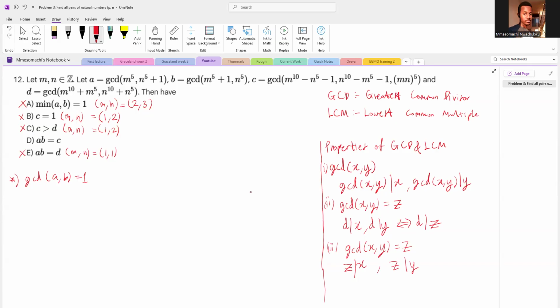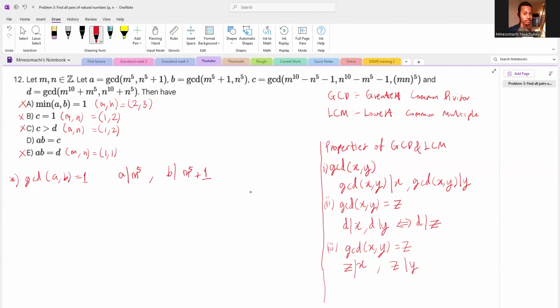Now from the first statement, we have that A is equal to the GCD of M to the power of 5 and N to the power of 5. Of course, we're talking about the greatest common divisor, so A divides M to the power of 5, and A divides N to the power of 5. And B is the GCD of M to the power of 5 plus 1 and N to the power of 5, so B divides M to the power of 5 plus 1.